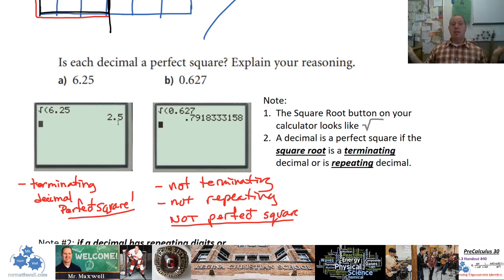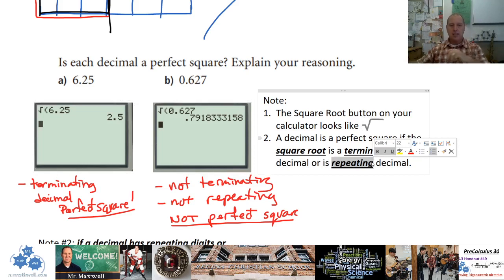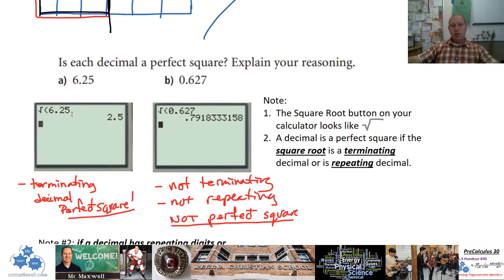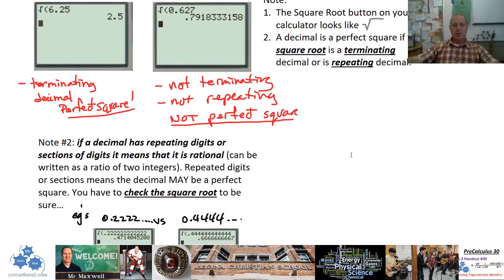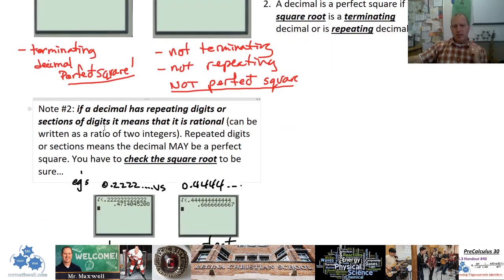So you're saying, well, what does that tell me? If the decimal is terminating, notice this over here, that means it stops like this, 2.5, there's nothing after that. Or if the decimal is a repeating decimal, so it has 1 or more digits that repeat as blocks in the answer, then it's a perfect square. So 6.25 is a perfect square. It's 2.5 squared. But 0.627 is not a perfect square because the answer is not terminating, like this is as many decimal places as my calculator will show, and there's no repeating digits, so it is not a perfect square. Okay, that's how you tell with your calculator. Here's a note on this though. If a decimal has repeating digits or sections of digits, it means that it is rational.